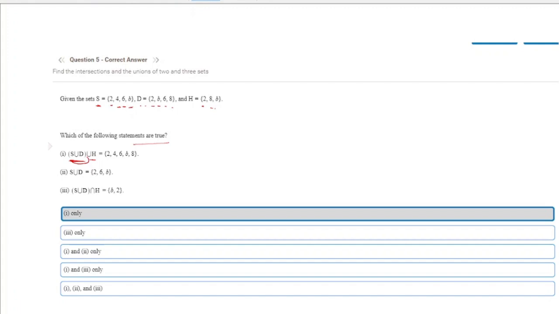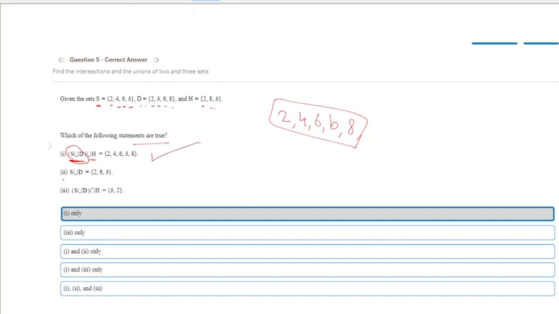Okay, let's see the first thing. S union with D will have 2, 4, 6, B, and 2 is there, B is there, 6 is there, and 8. So this is for S union with D. Now, union with H, so 2 is here, 8 is there, B is there, so this will be the answer. So 2, 4, 6, B, 8. So this is the right answer.